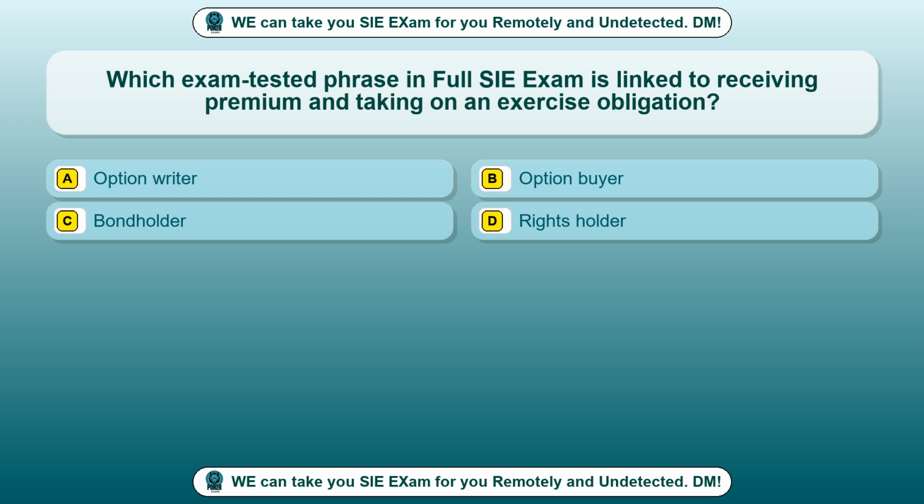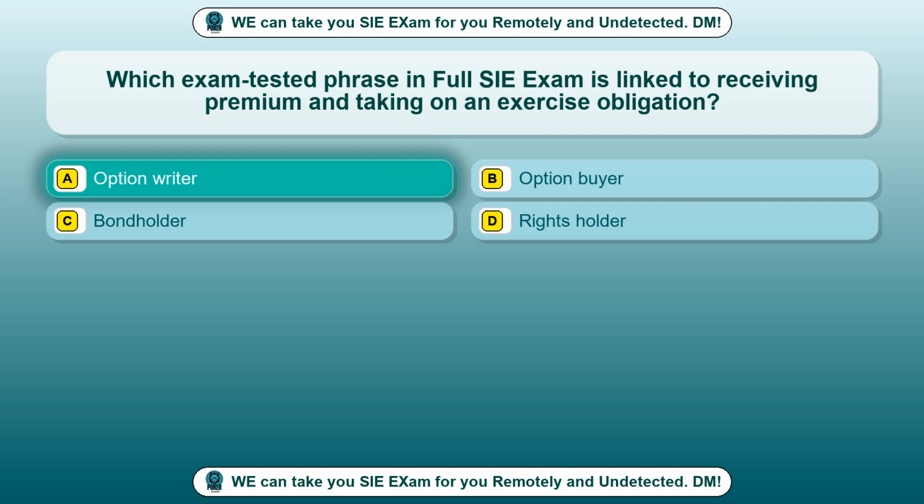Question 53. Which exam-tested phrase in full SIE exam is linked to receiving premium and taking on an exercise obligation? Option A, option writer. Option B, option buyer. Option C, bond holder. Option D, rights holder. The correct answer is option A, option writer.